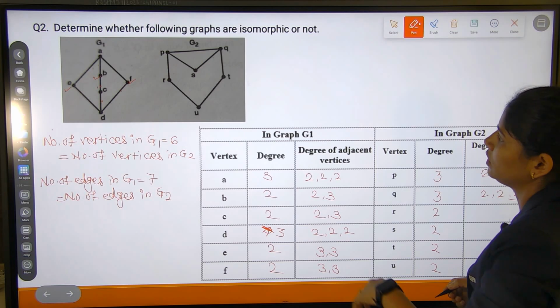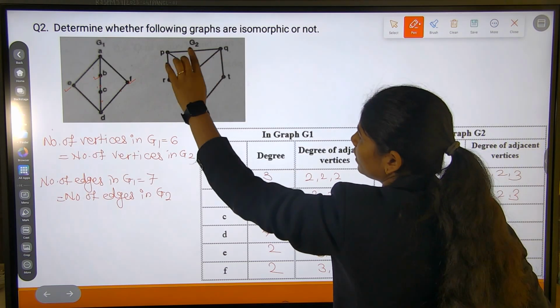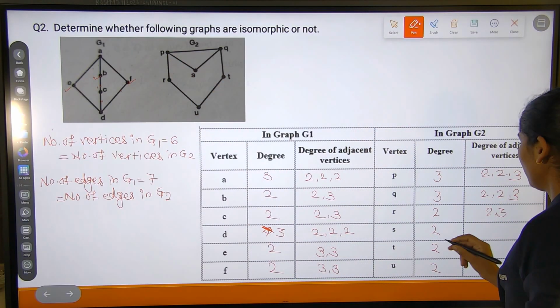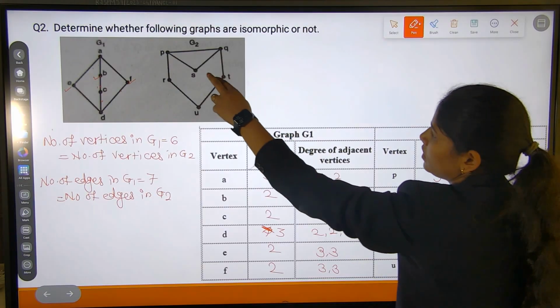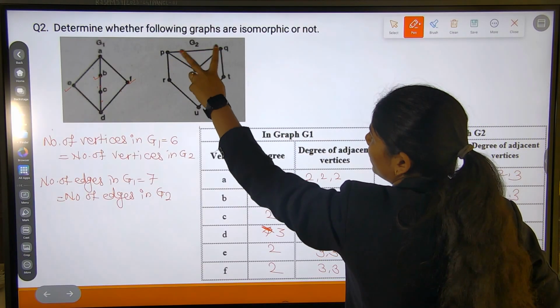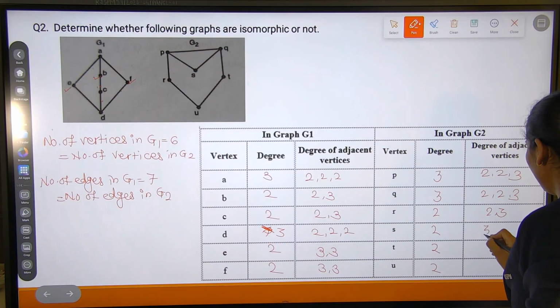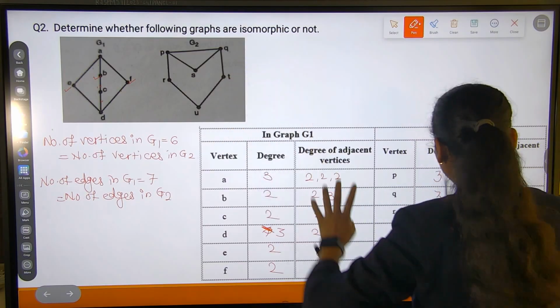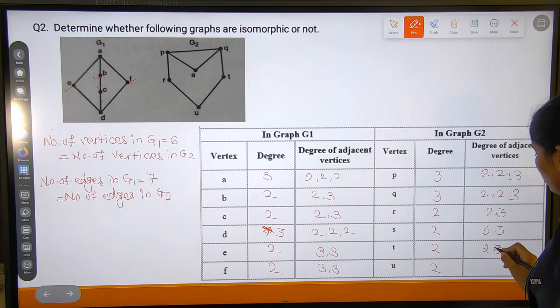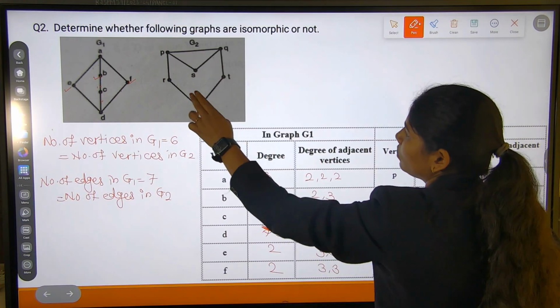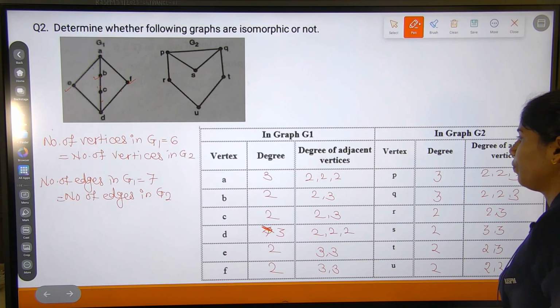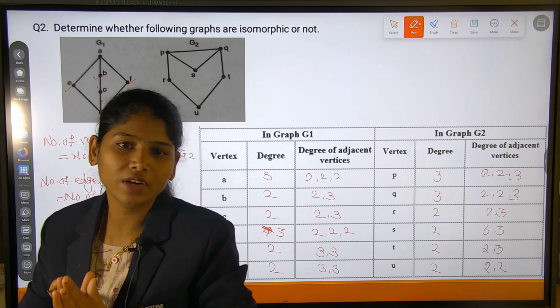Next for R. R having 2 adjacent vertex having degree 2, 3. Next for S. S having 2 adjacent vertex P and Q both having degree 3. So, write down here 3, 3. Next check for T, 2 and 3. So, write down here 2, 3. Then for U, 2 adjacent vertex having degree 2. So, 2, 2.